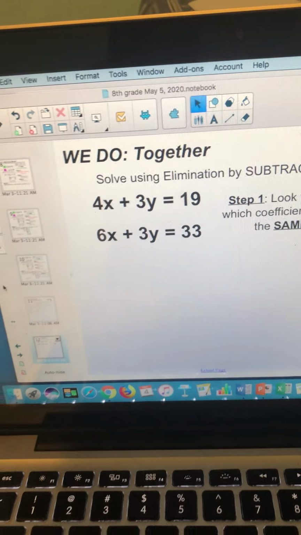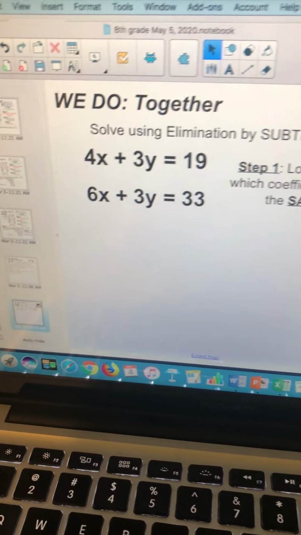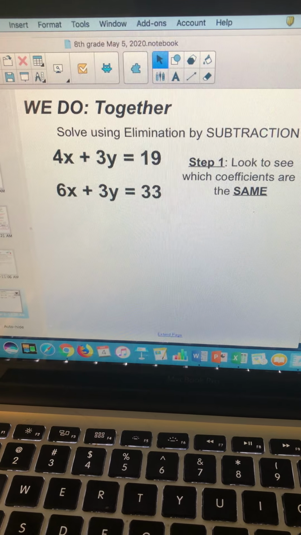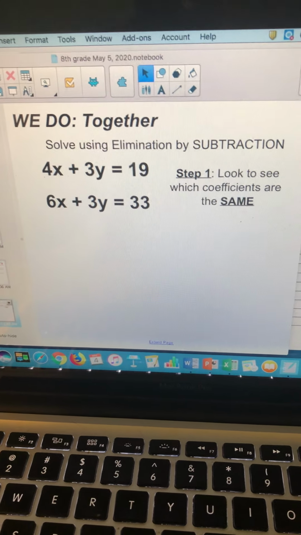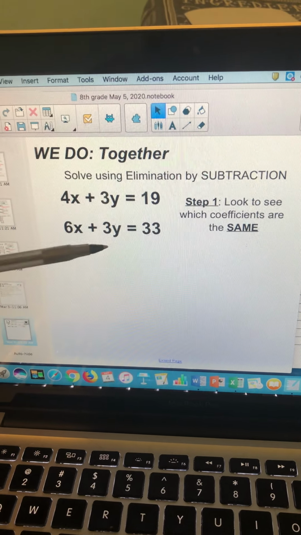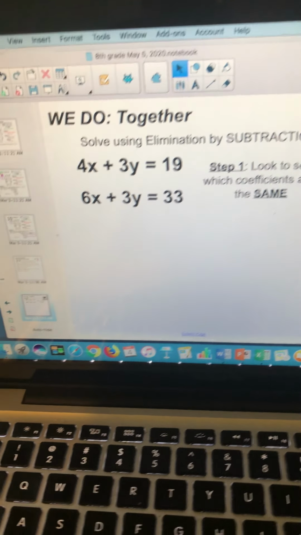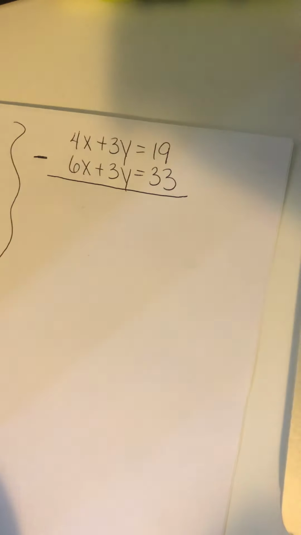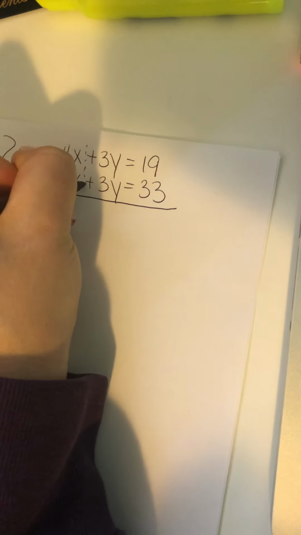So we're going to look at this system of equations, and we are looking now for which terms have the same coefficient, the same value. And this time we see that our y's have the same coefficient. So those are going to be our eliminated terms. So I'm going to put my equation line, put my minus, right? Put my vertical lines down, and we are going to start subtracting.